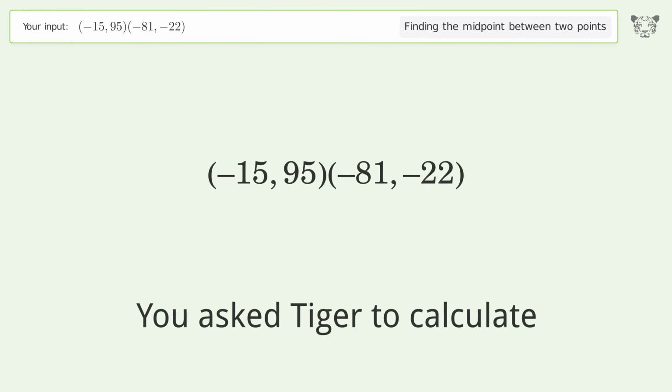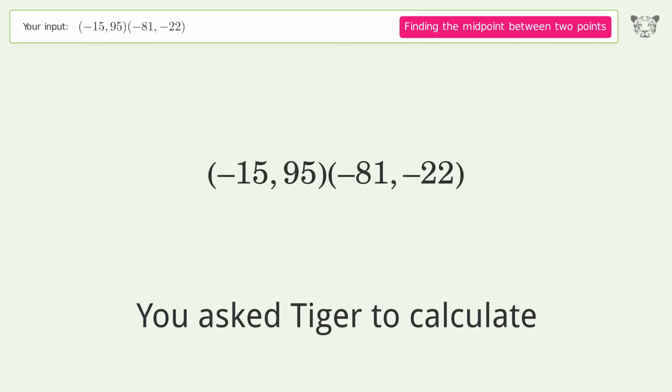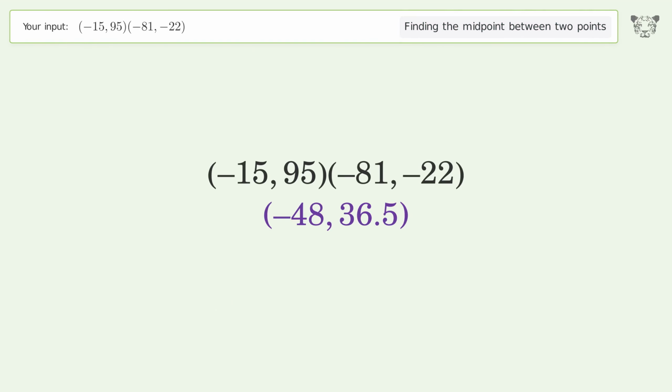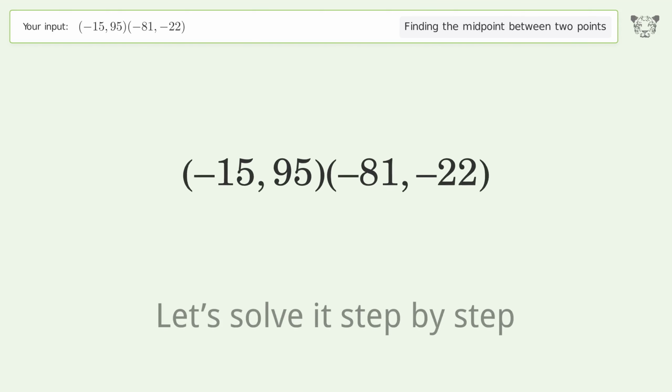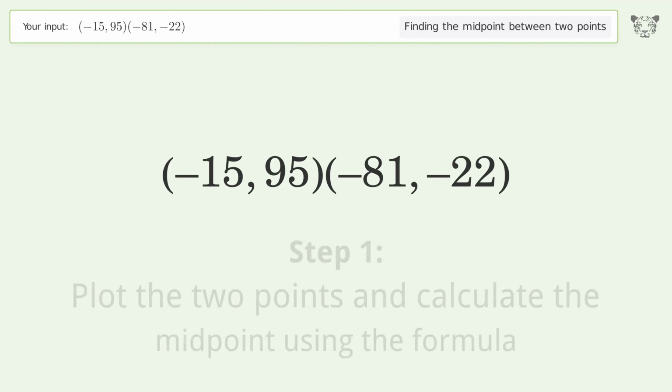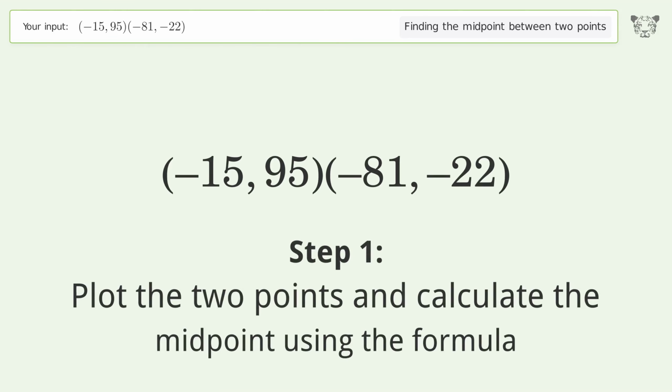You ask Tiger to calculate. This deals with finding the midpoint between 2 points. The midpoint between the 2 points is -48, 36.5. Let's solve it step by step. Plot the 2 points and calculate the midpoint using the formula.